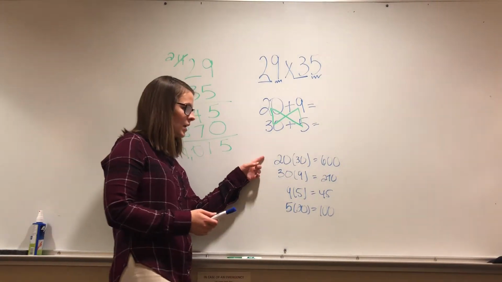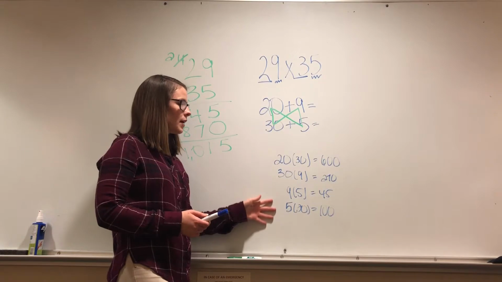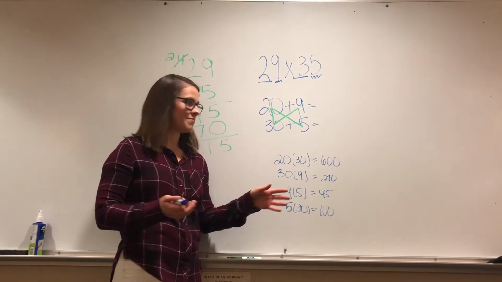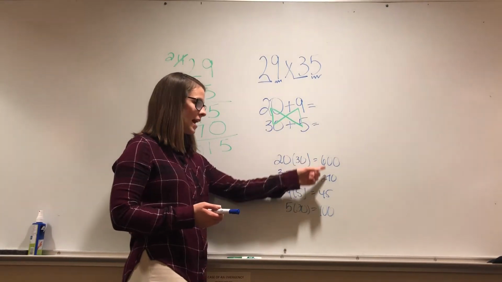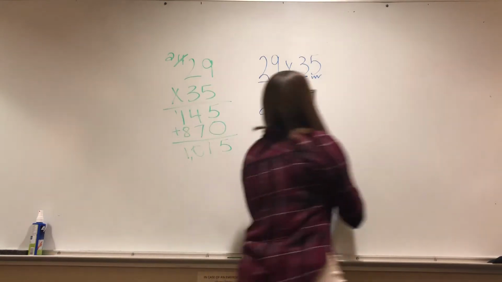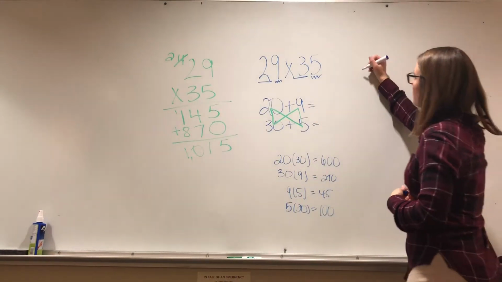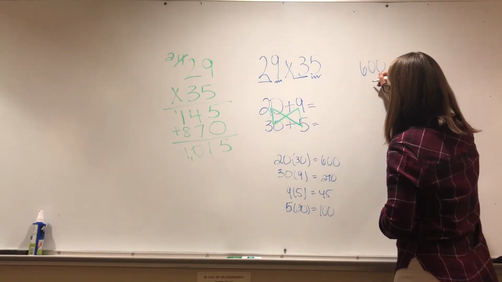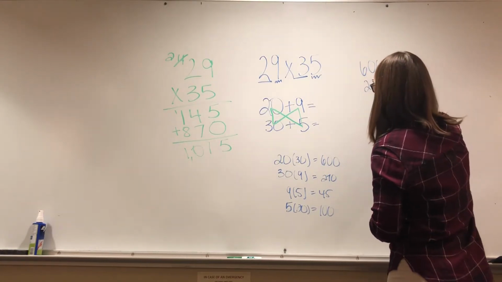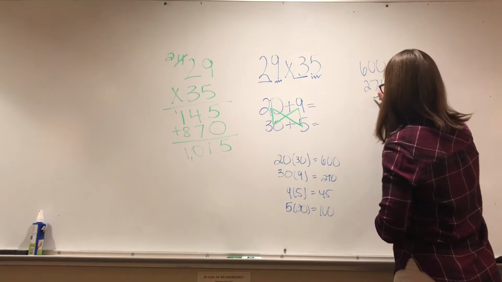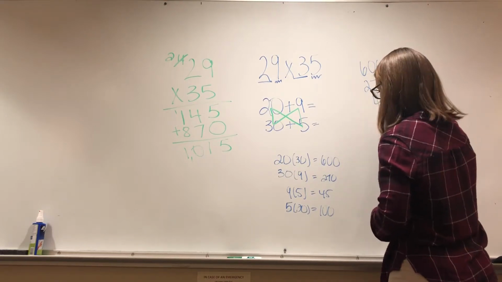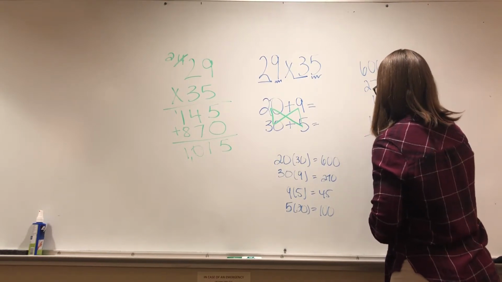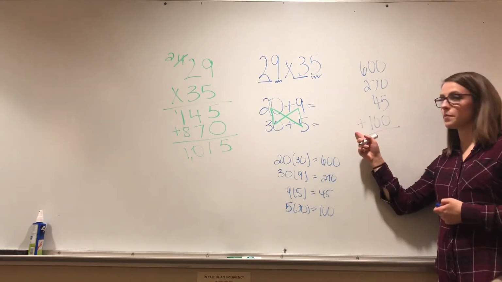But back to business. After we multiply our numbers together, we have to add them. Not add all these, but we're going to add all our answers up. So we're going to bring them up over here. And we have 600 plus 270 plus 45 plus 100. Don't forget our equal sign and our plus sign.